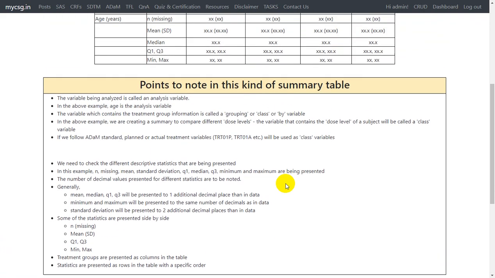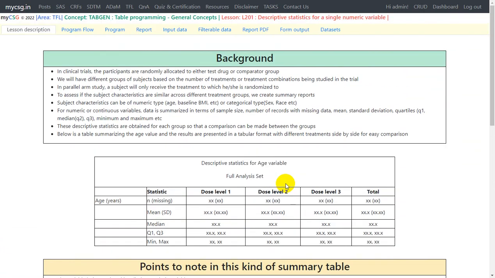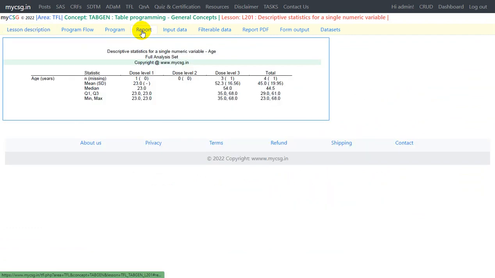We will now take a look at the final report that we get out of this lesson. So we are going to generate a table which looks like this. The statistics are presented as rows and across different treatment levels, with levels 1, 2, 3 and a total.